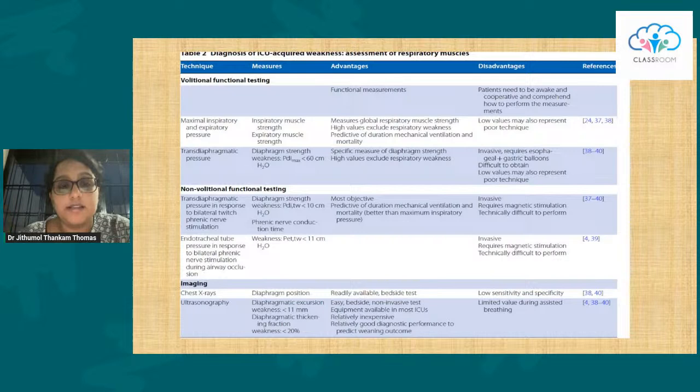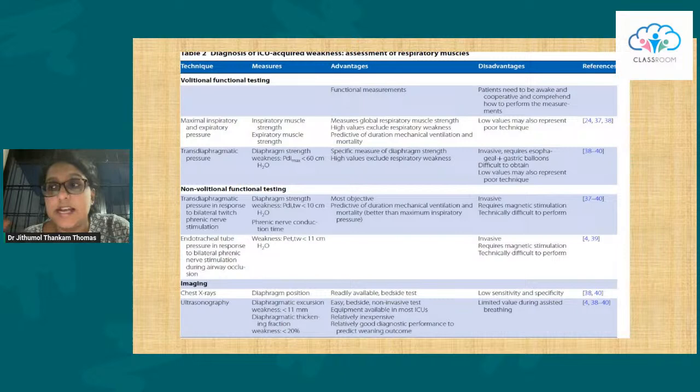So if a PDI is less than 60 centimeters of water, it usually indicates that there's a diaphragmatic weakness. But it is invasive and requires skills. It may be difficult to obtain. In transdiaphragmatic pressure, you can ask the patient to take deep breaths and you see the change in pressure. Now, if the patient is not cooperative, then transdiaphragmatic pressure and endotracheal tube pressure can be assessed by stimulating the phrenic nerve. Okay, bilateral phrenic nerve stimulation by using a handheld device.